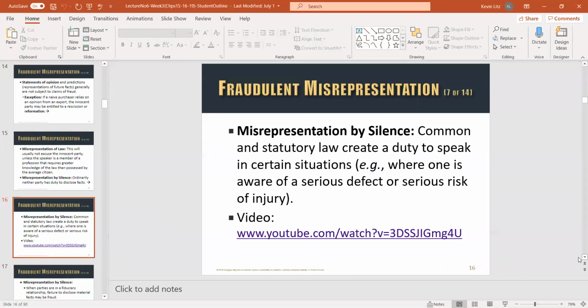I'll give you an example. Hey, I'm going to sell you my house, but oh, by the way, it's infested with termites and it's about to fall down, but you can't see it because I painted over it. Well, that's obviously a silence that really is fraud, because I didn't tell you about it.